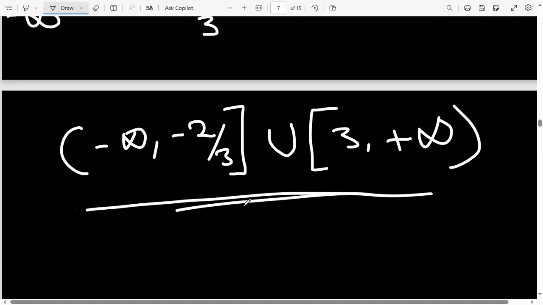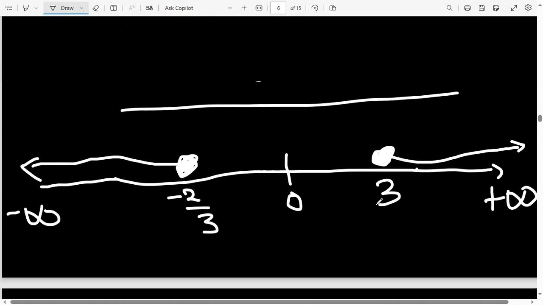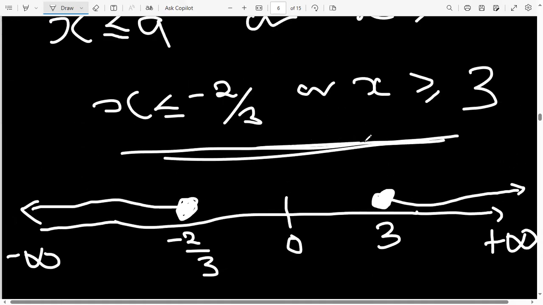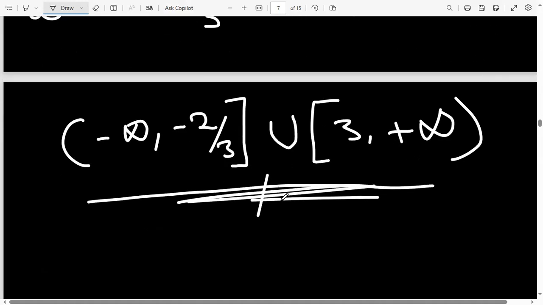So this answer that I've written here is the same as this answer here. So if you want, you can leave it like this. If you want, you can put it like that. It's up to you. So thank you so much. That's how you solve that one.